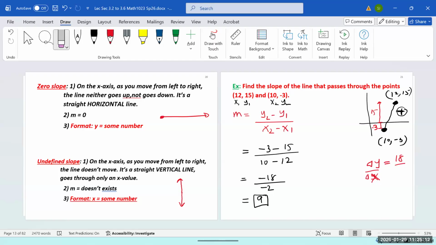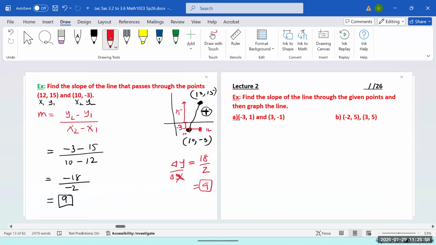So let's see how much you're changing in the x direction. This x is 10 and this x is 12. So from 10 to 12, how many units did you cross? 2 units. And what is 18 divided by 2? 9. See? If you don't remember the formula, use logic. Just walk from one point to another point. Any question?